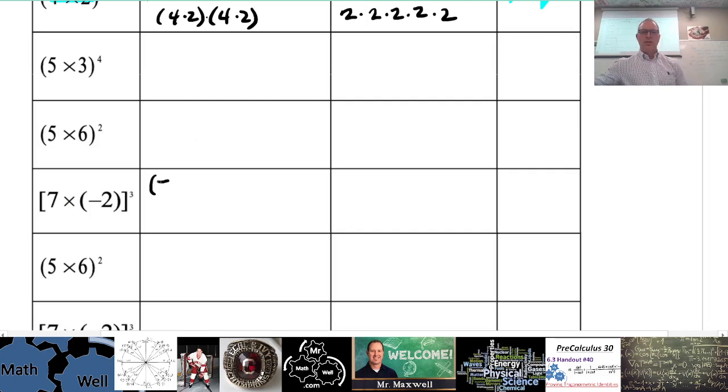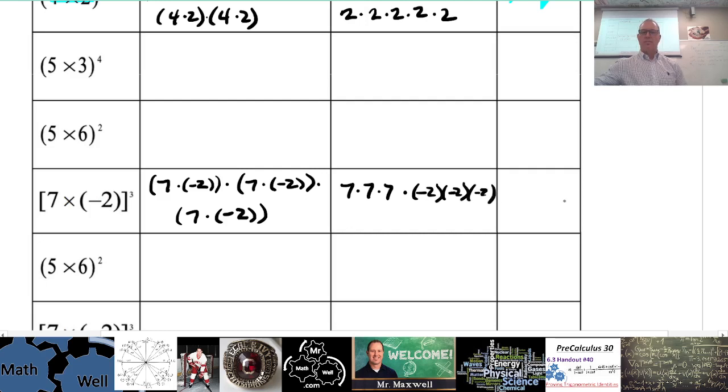All right, so let's do 7 times negative 2. I'm going to use my double brackets here. And we're going to do that 3 times. 7 times negative 2 times 7 times negative 2. Rearranging all these, putting the numbers together that are the same, I have 7 times 7 times 7 times negative 2 times negative 2 times negative 2. And so the final result is 7 cubed times negative 2 cubed.